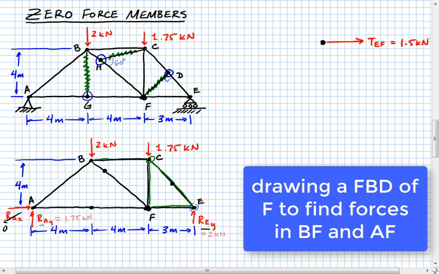We also have this force up here, TCF, and that is equal to 0.25 kilonewtons. So those are two forces that we have on that joint at F. Now we have these other ones that we don't know yet. We have a tension here, TAF, as well as TBF. It goes up like this.